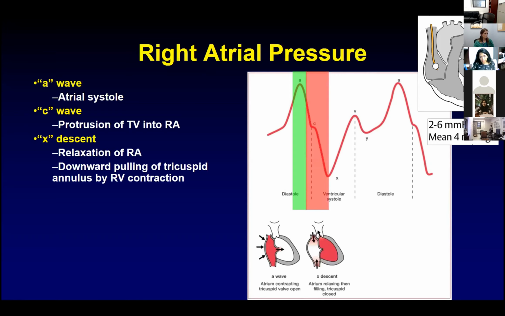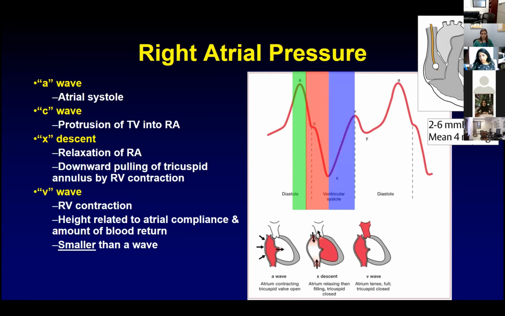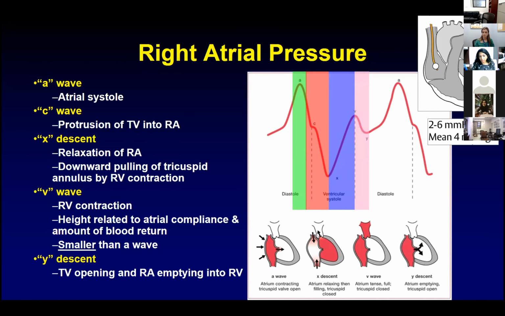Then is the X descent, that is the relaxation of the right atrium and the downward pulling of the tricuspid annulus by RV contraction. So when the X descent is happening, the LV is in diastole at that time and filling up. Then is the V wave, which represents the RV contraction or ventricular systole. And at the same time, there is venous refilling of the atrium. And then finally, the Y descent, when the tricuspid valve opens and the RA starts emptying into the RV again.